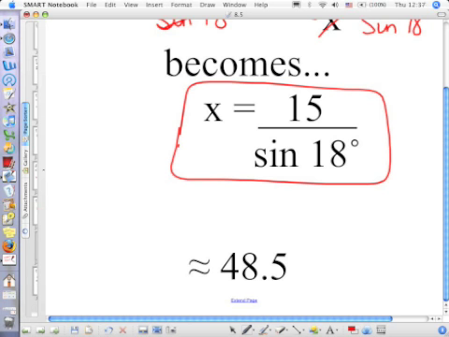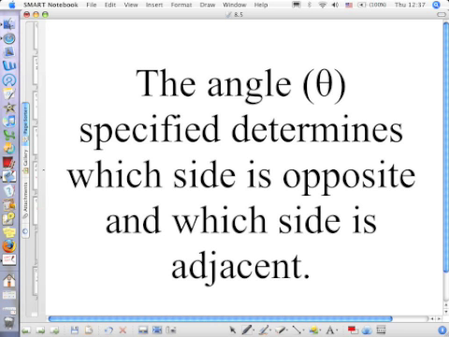Okay? All right, that's how you manipulate the three different types of equations. We've looked at what if the unknown is in all three spots. Now, today we're going to be working with tangent. Just tangent. Tomorrow we're going to do sine and cosine. All right, so the angle specified determines which side is opposite and which side is adjacent. You can't just automatically say this is always going to be opposite and this is always going to be adjacent. It depends on your angle and where it's located.